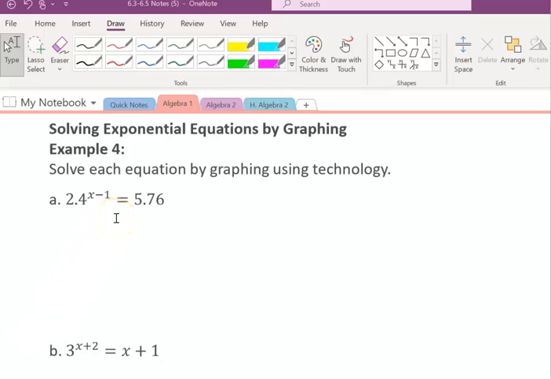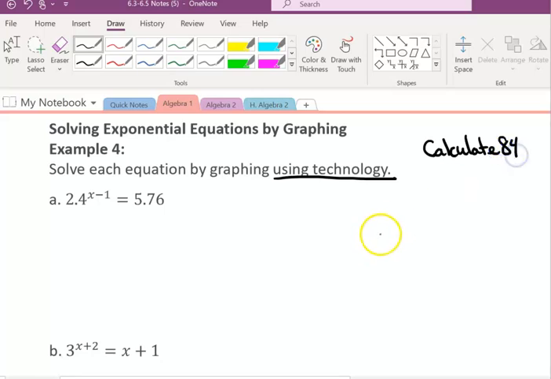Okay, today we're solving exponential equations by graphing. This is example 4 in section 6.5. It says solve each equation by graphing, and it specifically says using technology. That tells us to use a graphing calculator. Remember that if you have an iPhone, the app Calculate 84 is a good graphing calculator emulator.